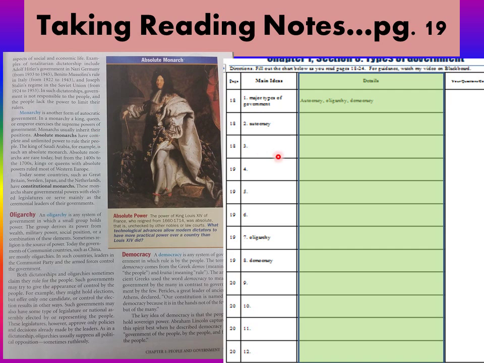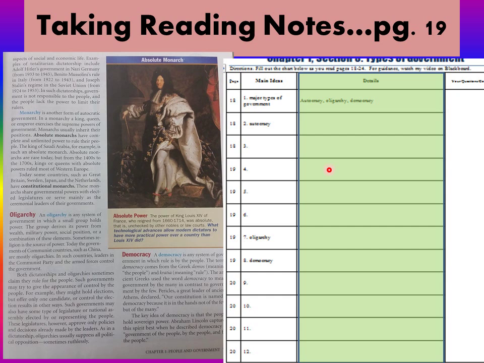So for number 4, I might put monarchs inherit their positions, and then in parentheses, I might put king, queen, emperor. So I put inherited leadership and then king, queen, emperor there for number 4, just to show who rules. In all these different kinds of government, the difference is who rules. And here it's king, queen, somebody that inherited that position.